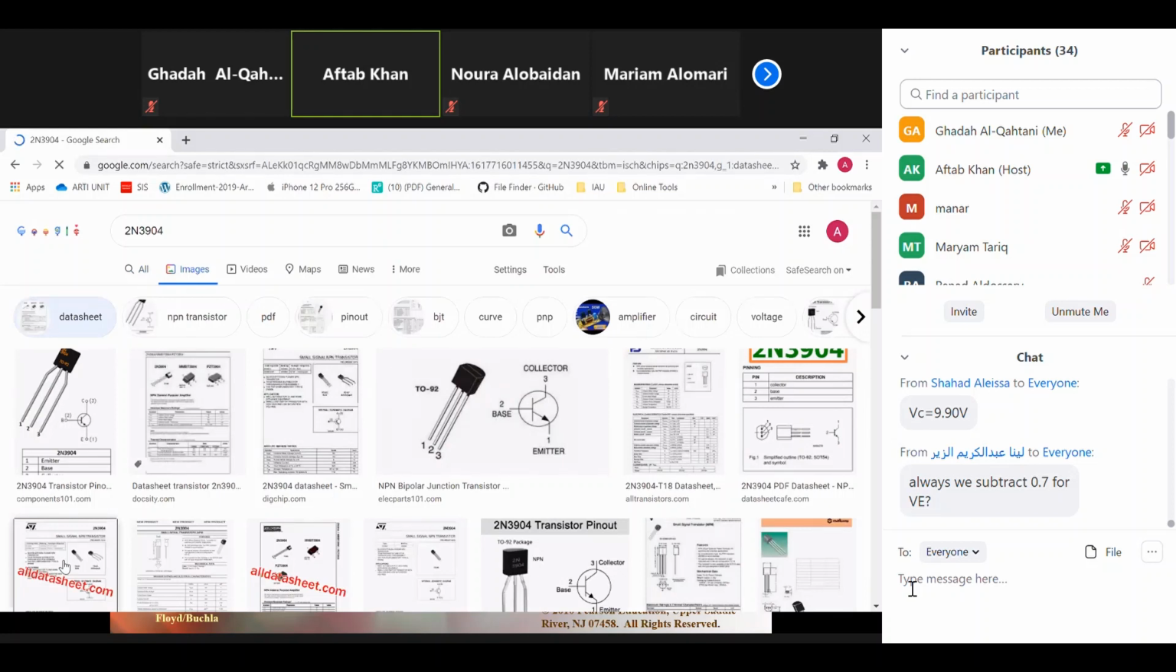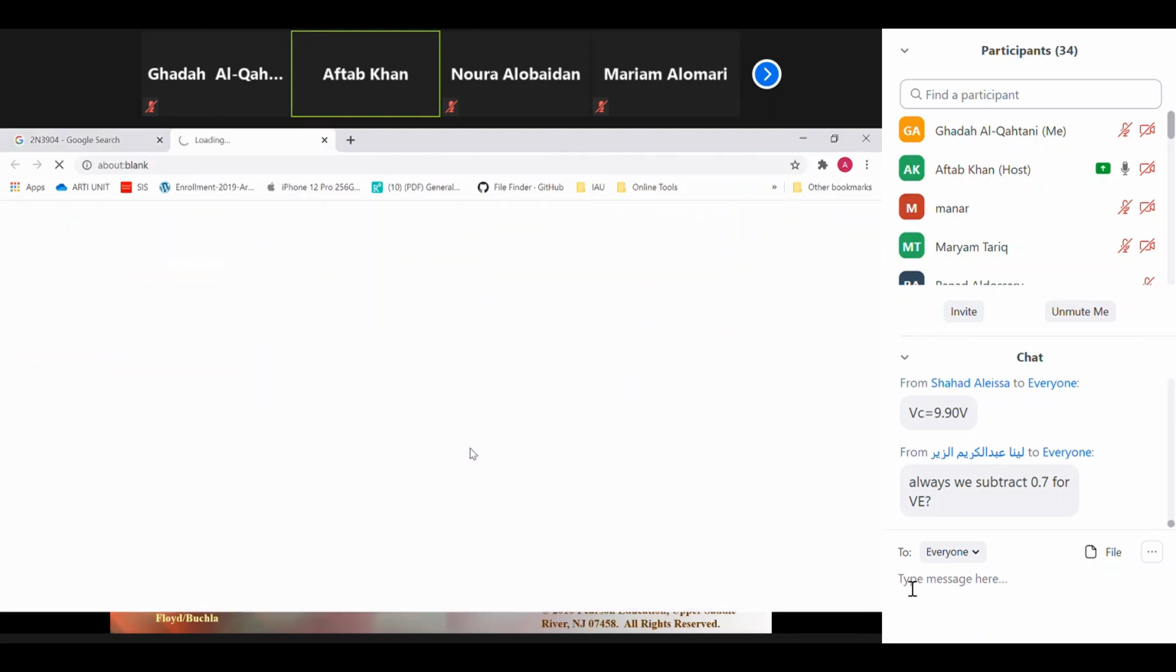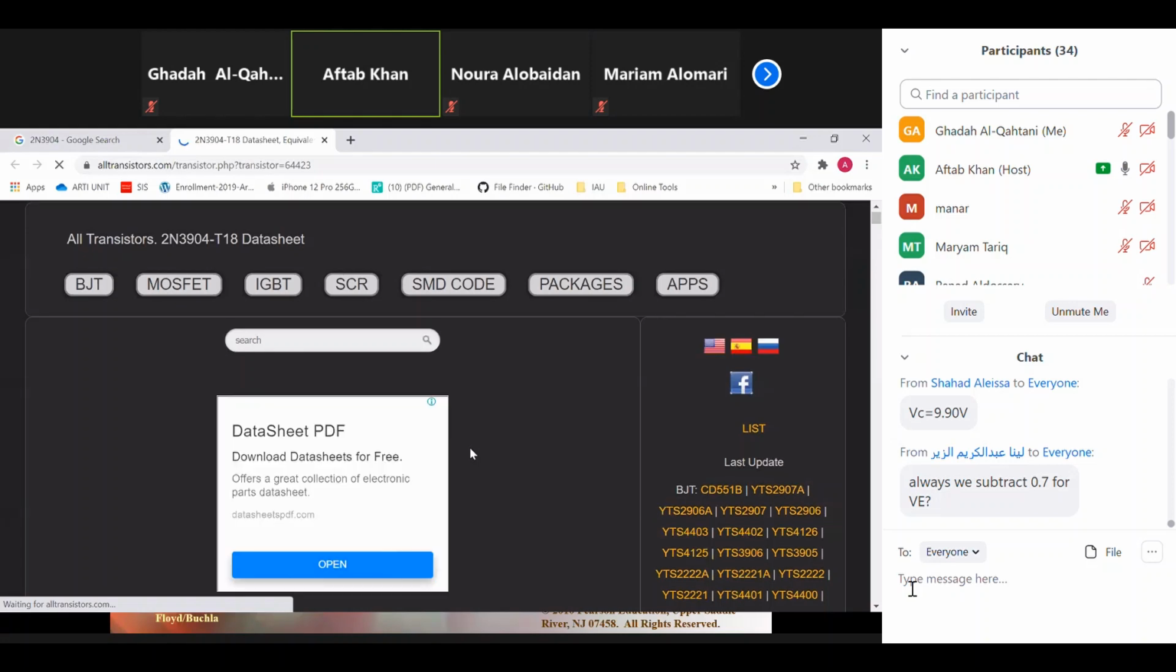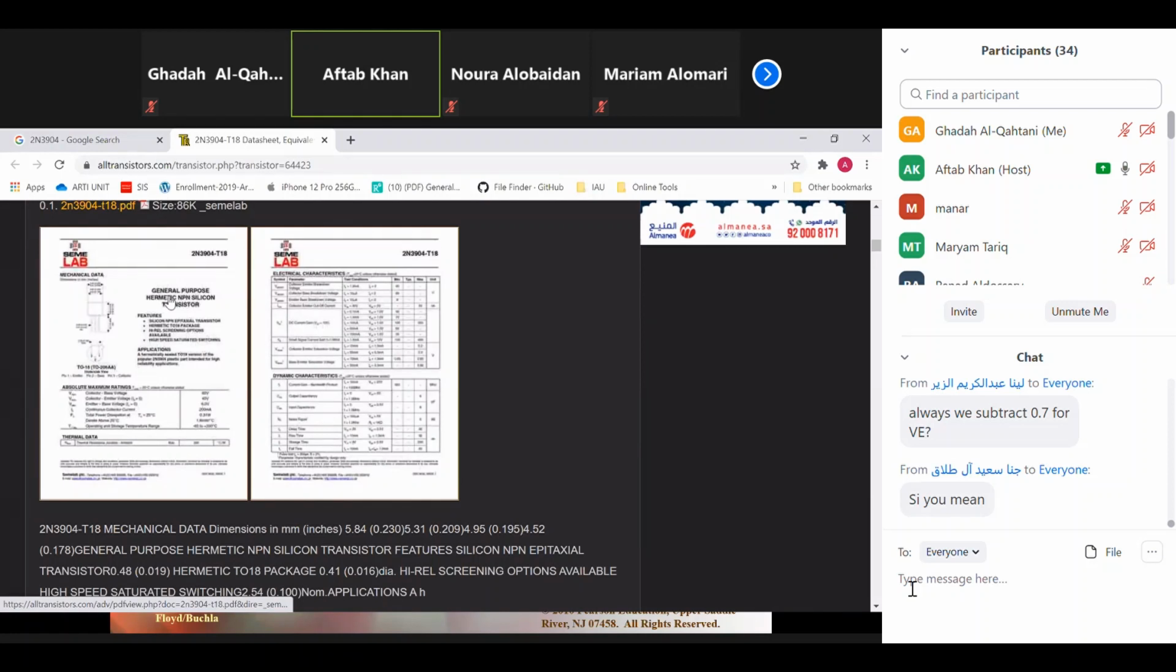It is 0.7 if it is not specifically mentioned as made of germanium. So you will always subtract 0.7. Check this one. It's silicon, SI. What I'm saying is, if it is specifically mentioned that it is made of germanium, then you have to subtract 0.3. But if nothing is mentioned, the default is that it is made of silicon. This is my point.